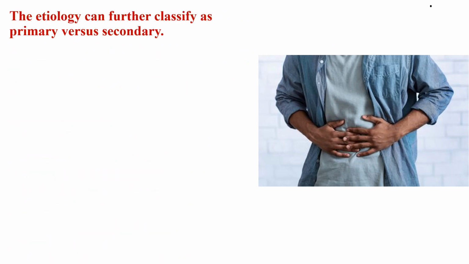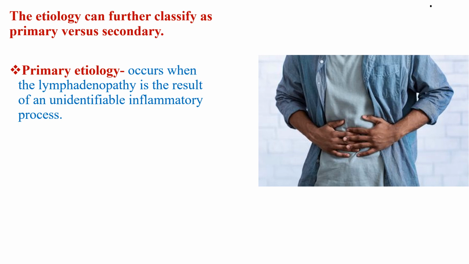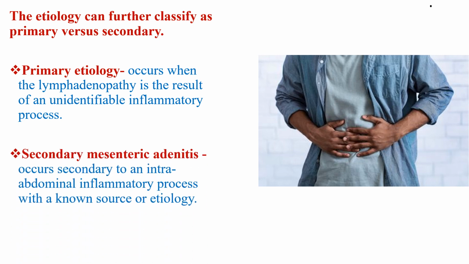The etiology can be further classified as primary versus secondary. Primary etiology occurs when we can't identify the inflammatory process that causes the lymphadenopathy. Whereas secondary mesenteric adenitis occurs secondary to an intra-abdominal inflammatory process with a known source or etiology of the cause. So primary is no identifiable cause, secondary is when some abdominal inflammatory process causes it.